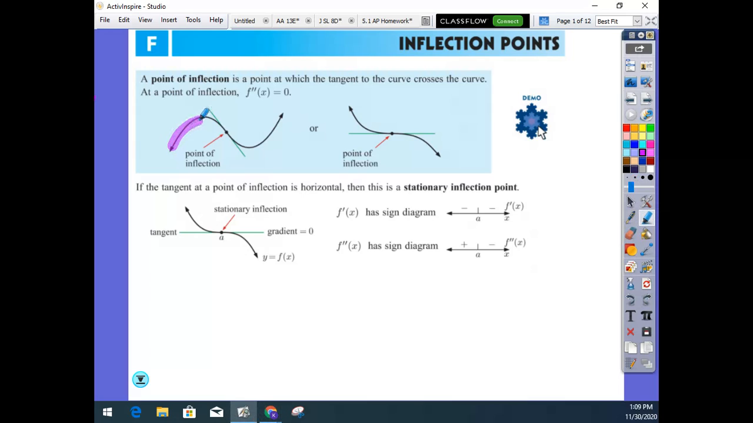but see how it changes from concave down to concave up. That's a point of inflection. This is harder to see, but see how that's a little bit curved up, a little bit curved down. Stationary inflection, both of these two have to be true. You're both going to have a zero slope, and so they both will equal 0.